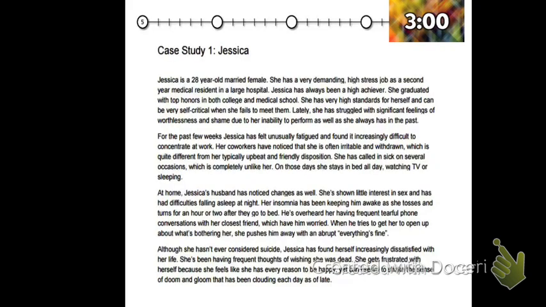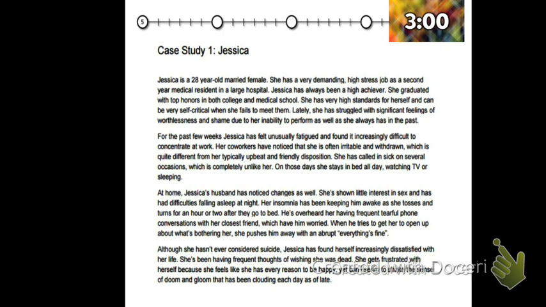Case study number 1, Jessica. Jessica is a 28-year-old married female. She has a very demanding, high-stress job as a second-year medical resident in a large hospital. Jessica has always been a high achiever. She graduated with top honors in both college and medical school. She has very high standards for herself and can be very self-critical when she fails to meet them.